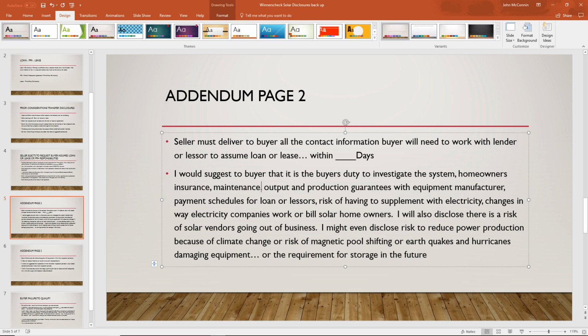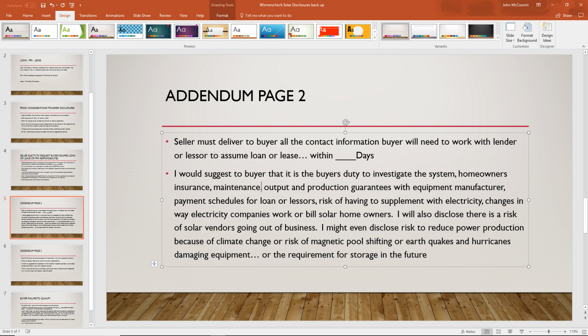So they're changing those billing hours of their high rates, and that may affect people producing solar. So that's why you want to have a disclosure in there saying, your electricity company may change the way they bill. It may affect how much money you save with this system.